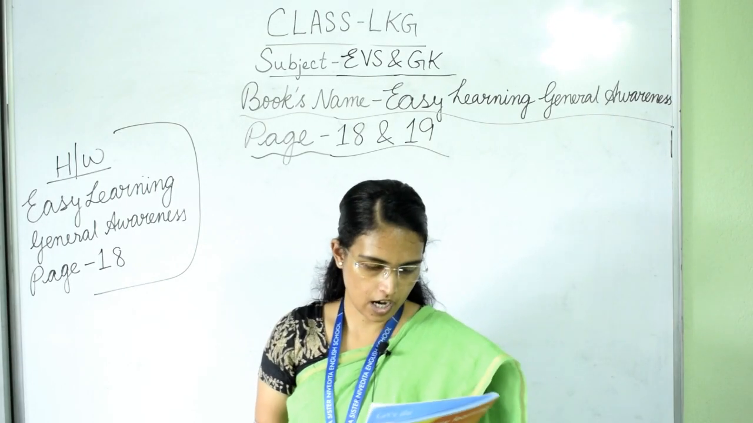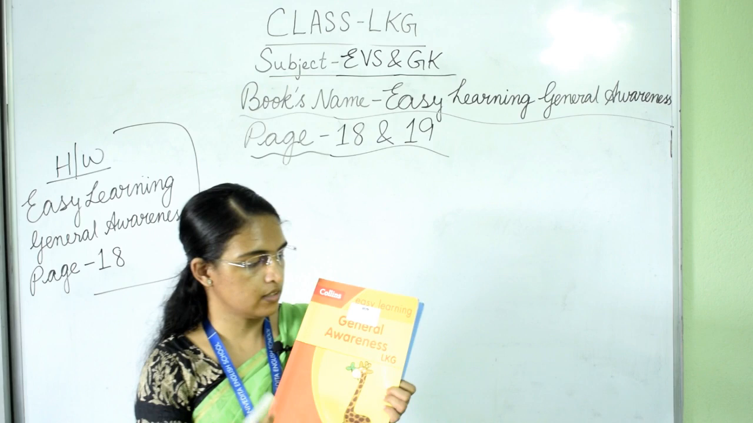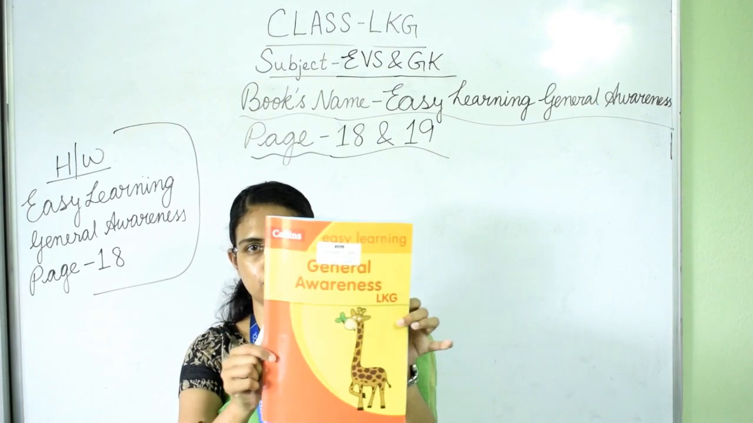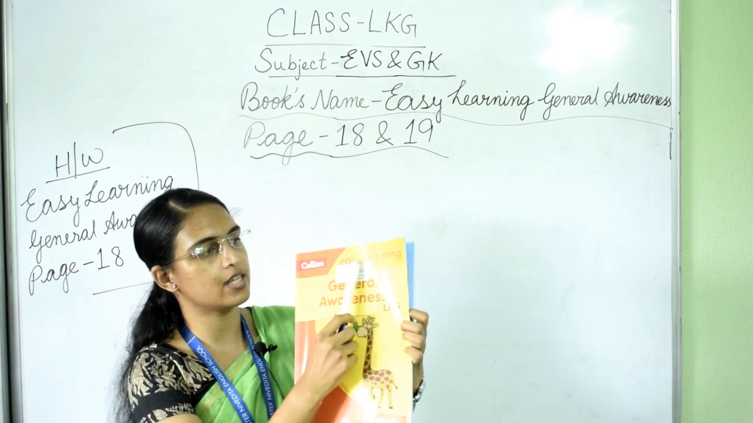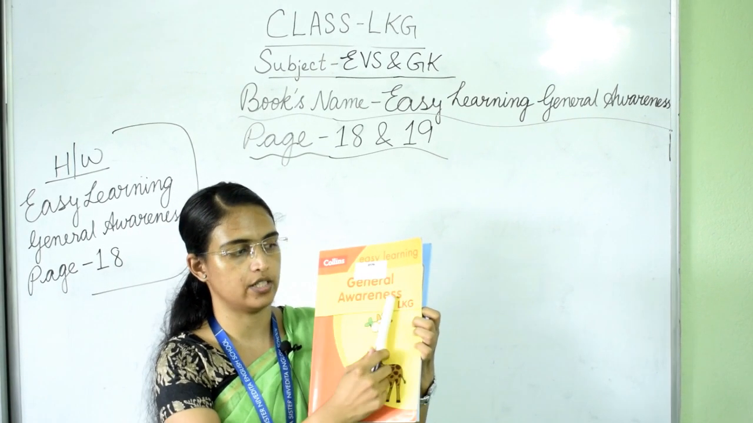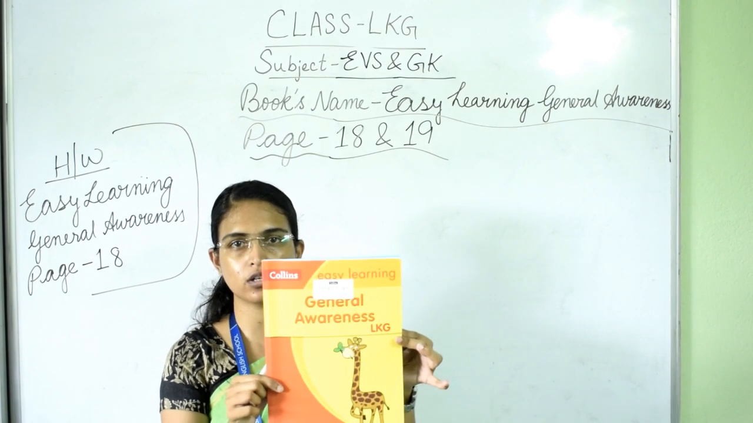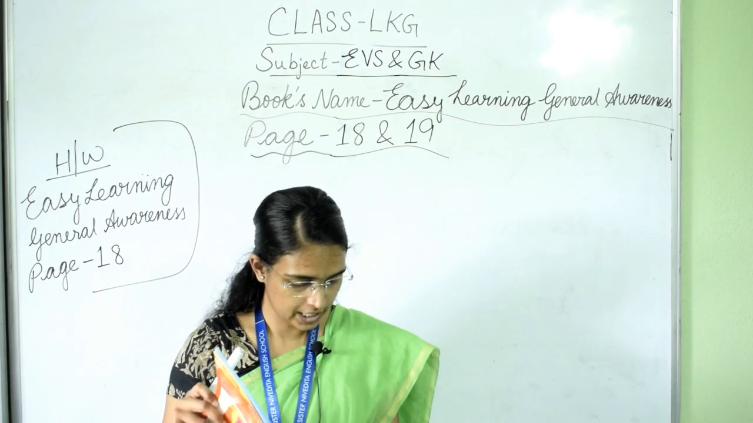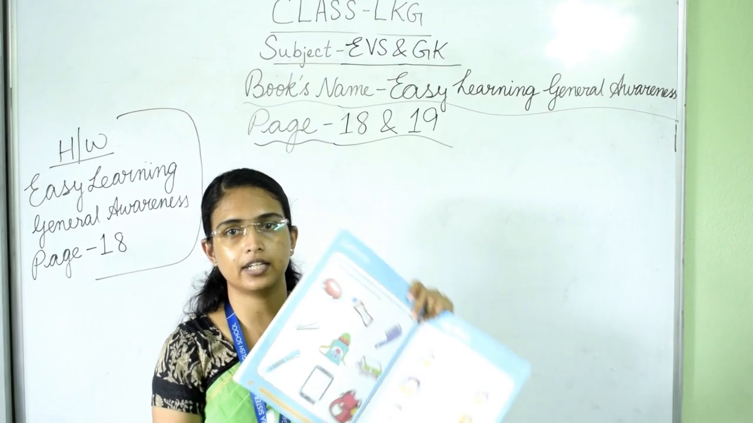Hey kids, now we are going to learn about general awareness. Okay, for this you need this book. What is written here? Easy Learning General Awareness. Okay, so take out this book and your pencil. Now come to page number 18, that is this page.